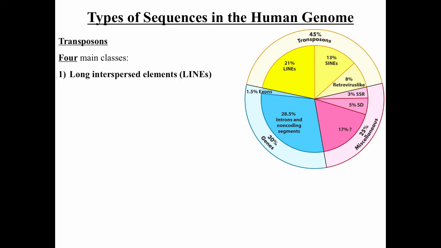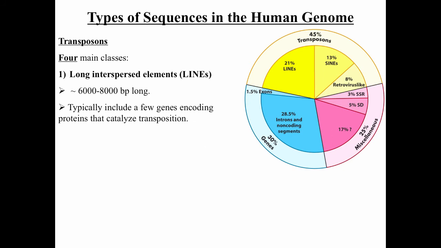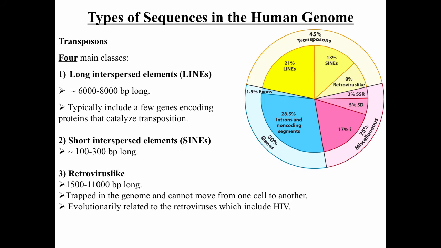There are the long interspersed elements, or LINEs. They are 6,000 to about 8,000 base pairs long, and they typically include the few genes that encode the proteins that catalyze transposition. There are the short interspersed elements, or SINEs, which are about 100 to 300 base pairs long. And then there's the retrovirus-like transposons. Those are about 1,500 to 11,000 base pairs long.